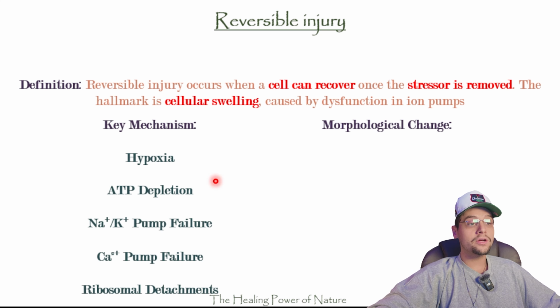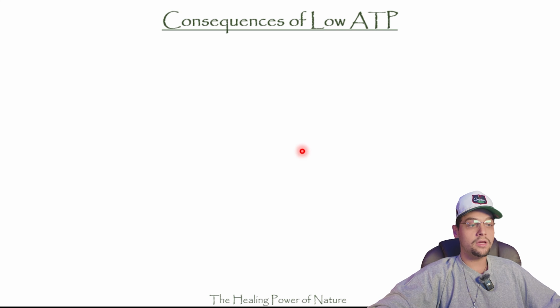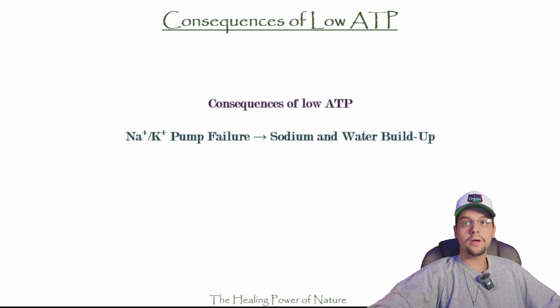Morphologic changes: cellular swelling, so the cells will enlarge and will have a pale cytoplasm due to water accumulation. There'll be fatty change as well, so lipid vacuoles in cells, for example, hepatocytes in hypoxia, there'll be fatty accumulation. Consequences of low ATP: like we said, the sodium-potassium pump failure leads to sodium and water buildup.